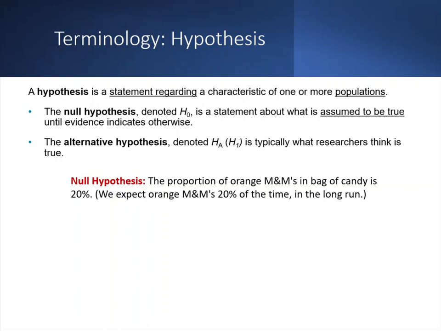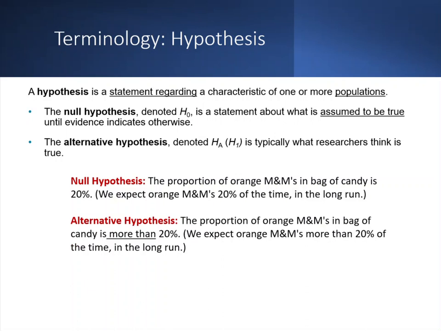Whereas the alternative hypothesis is what we want to show, that the proportion of orange M&Ms in that bag of candy is really more than 20%. Or we would expect orange M&Ms more than 20% of the time in the long run. So those are probabilities of what we would expect to happen in the long run, and the null hypothesis is what we assume to be true. The alternative is what we want to show.